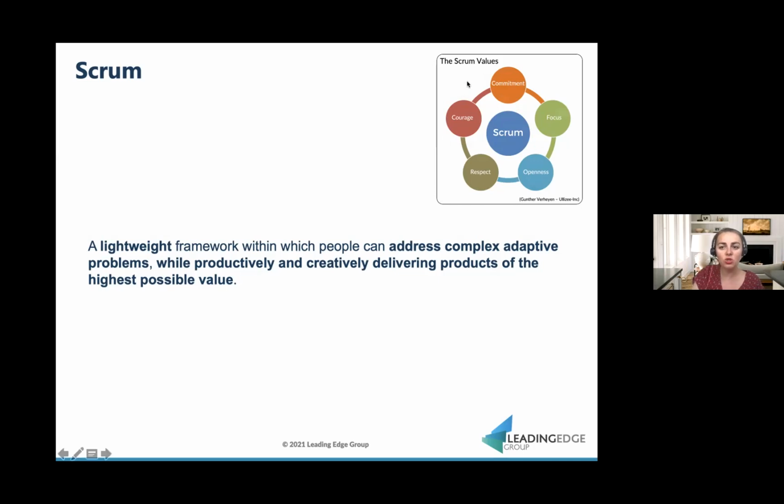But just to also highlight that Scrum also has some values. The 5 Scrum values are commitment, focus, openness, respect, and courage. So it's also about this soft area, cultural change. It's not only about tools and techniques. This mindset, cultural change really matters.